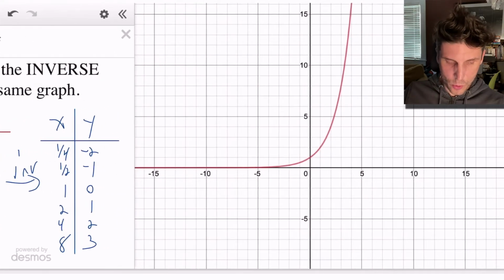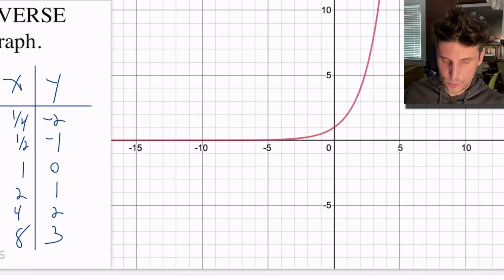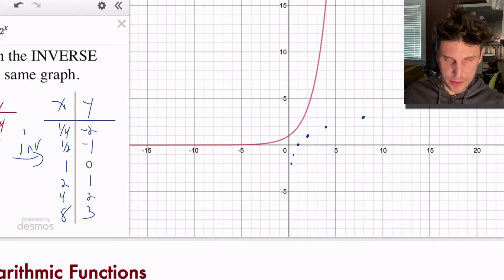So when x is 1/4, y is -2. When x is a half, y is -1. When x is 1, y is 0. X is 2, y is 1. And when x is 4, y is 2. And when x is 8, y is 3. So that's interesting. And then we're going to just take those values and I'm going to connect them.